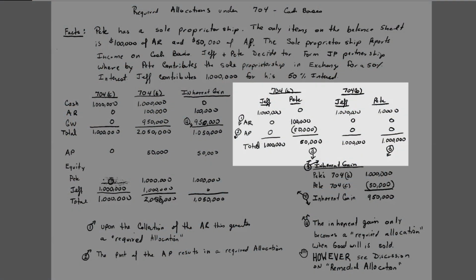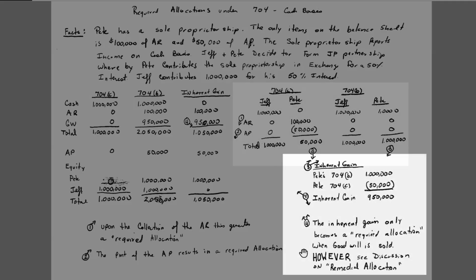So, what's Pete's 704C account? Pete's is 0 to begin with. And where does it end? 50,000, because we have to recognize the AR and AP. Okay, and what's his fair value? His fair value is $1 million. What's the difference between those two numbers? The inherent gain.